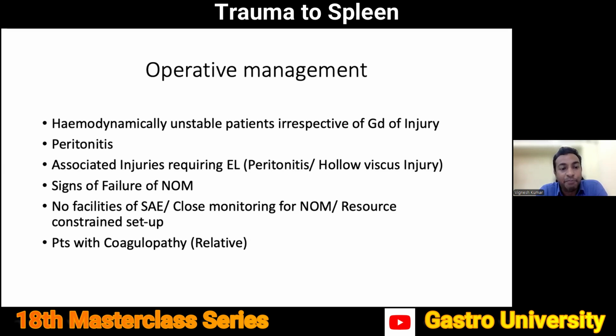Or if the patient has peritonitis or signs of peritonitis, one should take up these patients for laparotomy. Or, like we mentioned, associated injuries which may require exploratory laparotomy. And definitely patients who have failed non-operative management, or if you do not have the facilities for the same, one should contemplate operative management in these patients. Patients with coagulopathy, again, are a relative risk. So they should also be considered for operative management, in the sense that one should have a low threshold to convert from non-operative to operative management, or if facilities do not exist, definitely proceed with operative management.